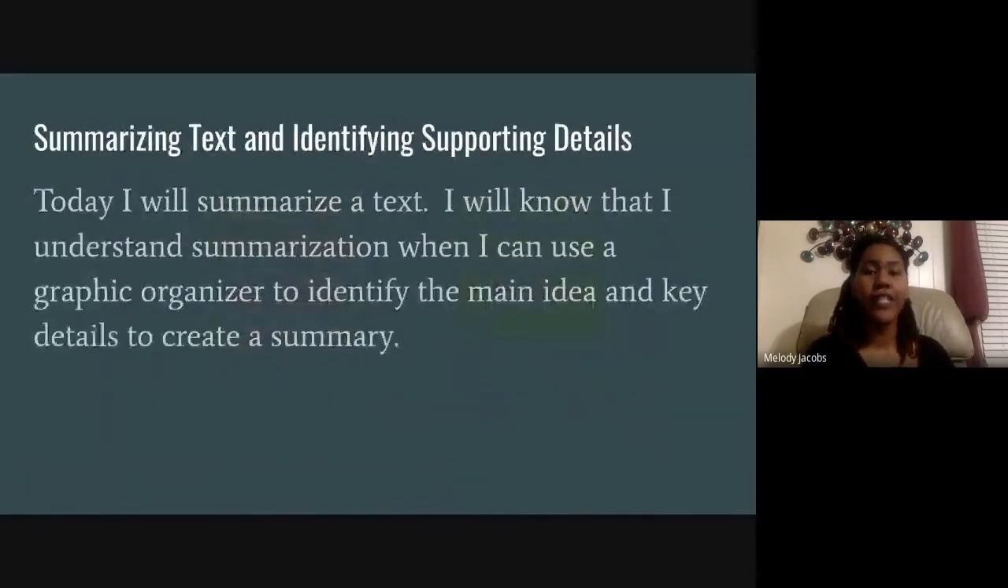Our goal for today is summarizing a text. Please say the next sentence with me so that we are all on the same page for our learning outcome for today. I will know that I understand summarization when I can use a graphic organizer to identify the main idea and key details to create a summary.